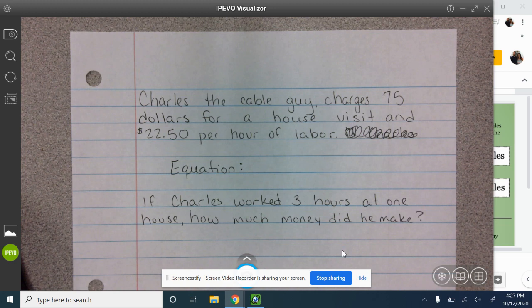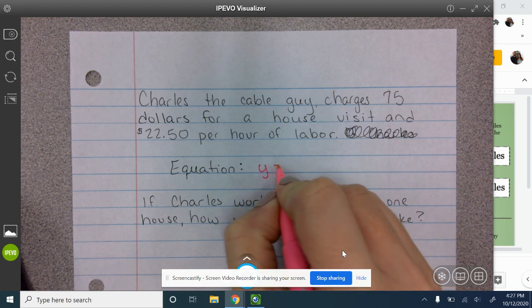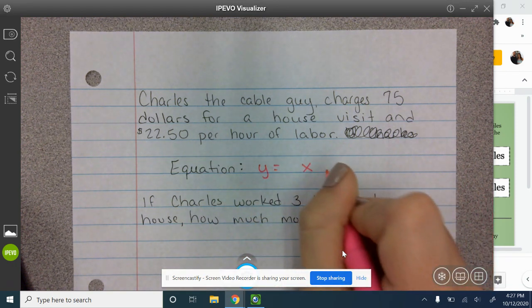All right, we're going to go over real quick how to take a word problem and create an equation to solve it. If you pay close attention, these are the first two questions on your assignment for today. Charles the cable guy charges $75 for a house visit and $22.50 per hour of labor. To create our equation from this, we know we're going to have it in y equals mx plus b form.